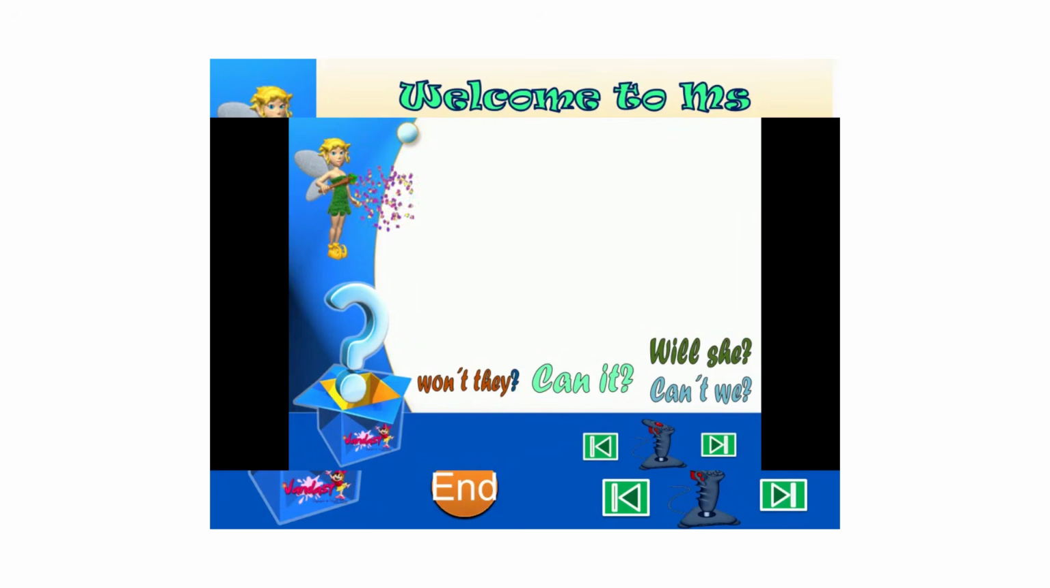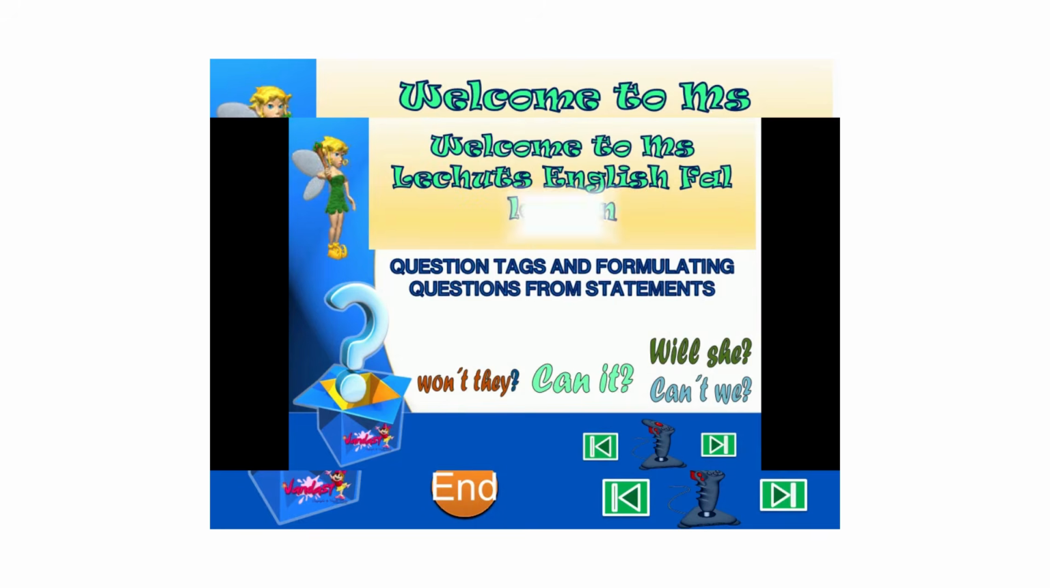This lesson will be based on question tags and how to change sentences from statements to questions. But we'll start first with question tags. It is important first to understand what you mean by a question tag and how to add a question tag in a sentence, and also, most importantly, what is the difference between adding a question tag and changing the sentence from a statement to a question.